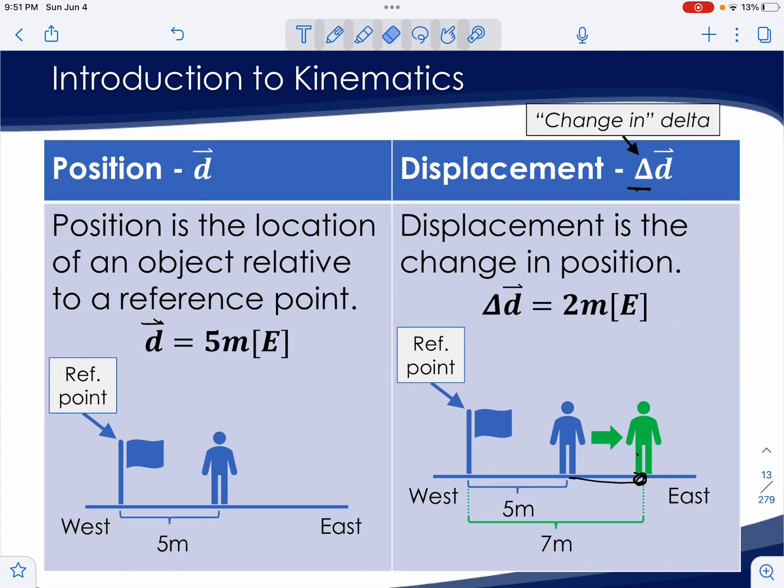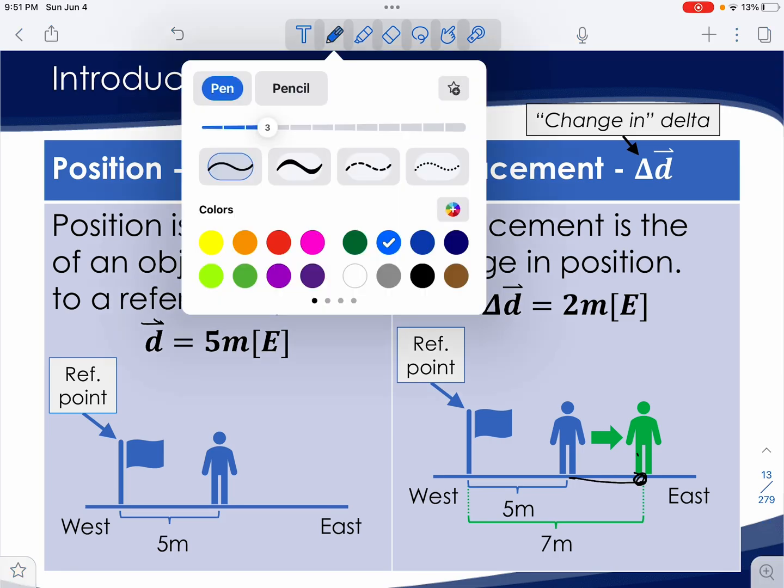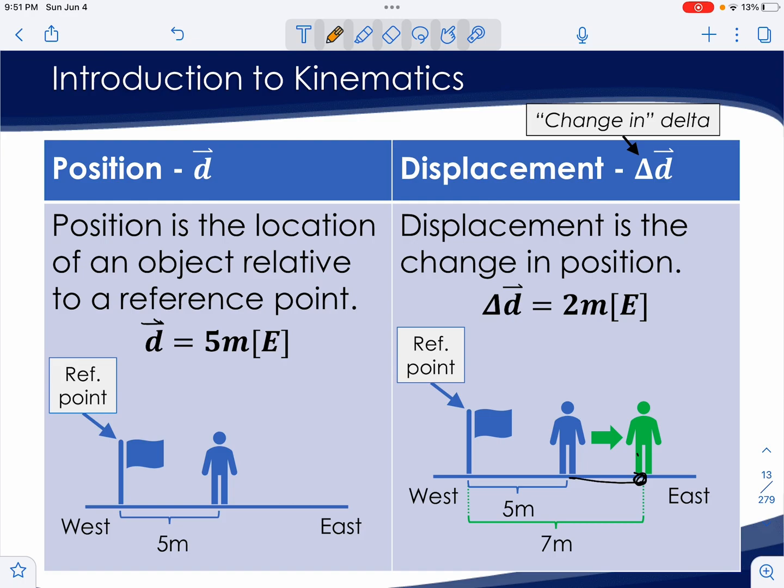So here we have position. Notice that position and displacement are both represented with a D. See, they both have D, and they both have the little vector hat, so they're both vectors. So position, and these are two terms that should be added to your definition list. Position is the location of an object relative to a reference point.